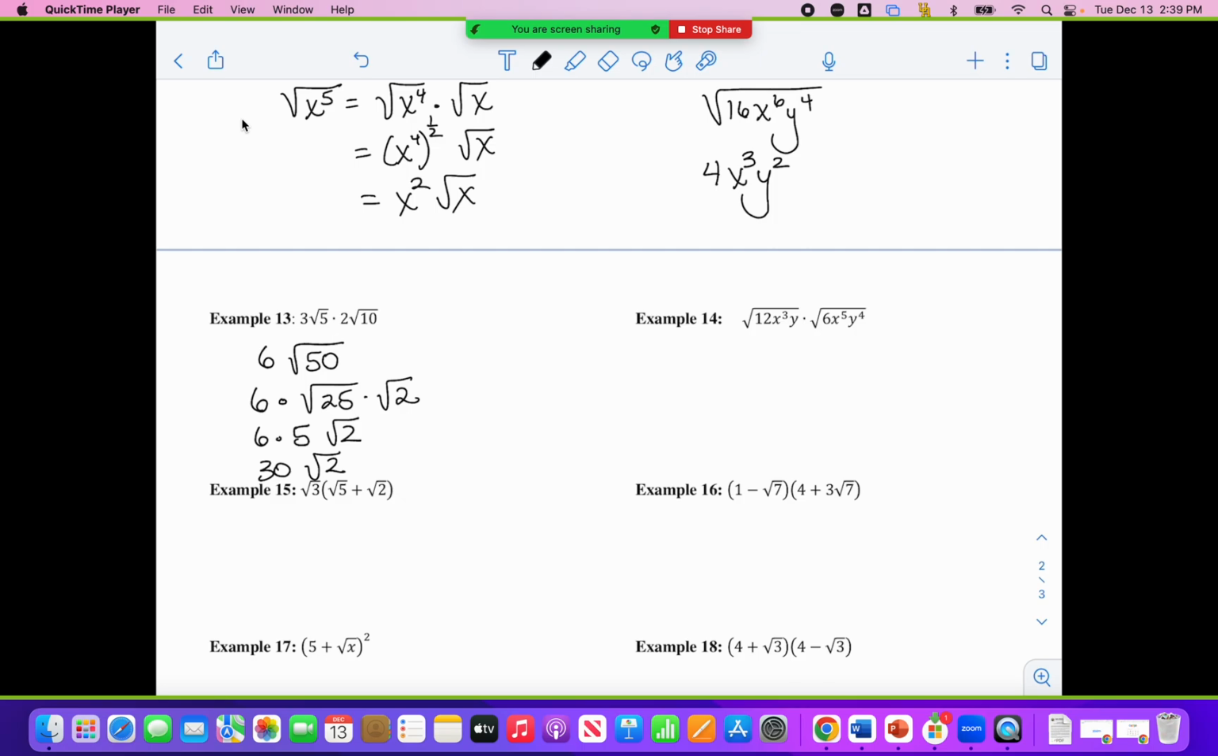So I'm going to use the product rule. 12 times 6 is 72. I'm going to get x to the 8th and y to the 5th. Now what I do is I then split it back into perfect squares and non-perfect square numbers. We've already seen square root 72 before, and that's kind of nice, as the more problems we do, then you've pretty much seen them all, okay? So this is going to be square root 36 x to the 8th, y to the 4th, times the square root of 2y.